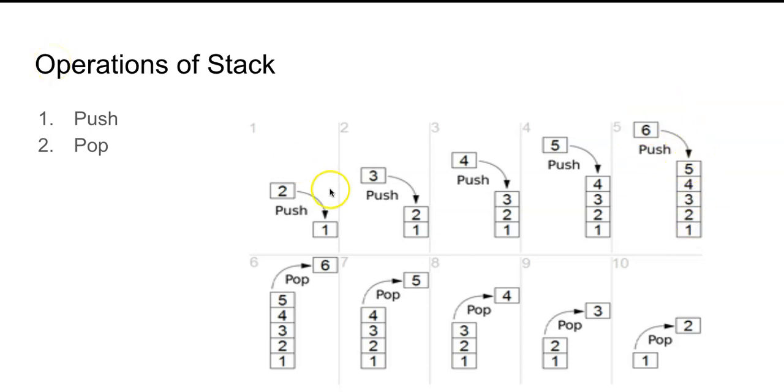After that, if you perform the pop operation, pop will delete the topmost element of the stack, and the topmost element in the fifth step is 6. So in the sixth step, we are deleting 6. Similarly, if you perform the pop operation again, it will delete the top element. After deleting 6, the top element of the stack is 5, so it will delete 5, then 4, then 3, then 2. These are the operations of push and pop.